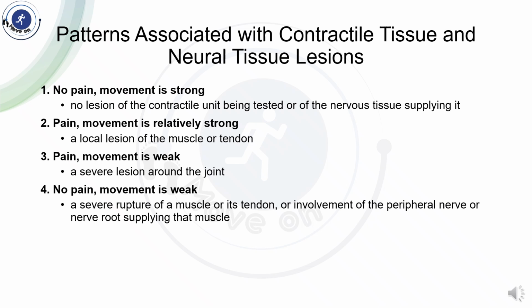4. Weak and pain-free movement indicates a severe rupture of a muscle or its tendon, or involvement of the peripheral nerve or nerve root supplying that muscle. When neurological involvement is suspected, the examiner should be able to distinguish between muscle weakness resulting from nerve root involvement and weakness resulting from a peripheral nerve lesion. The examiner should also be able to differentiate between upper motor neuron and lower motor neuron lesions.